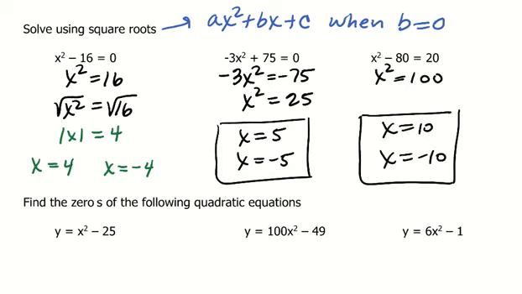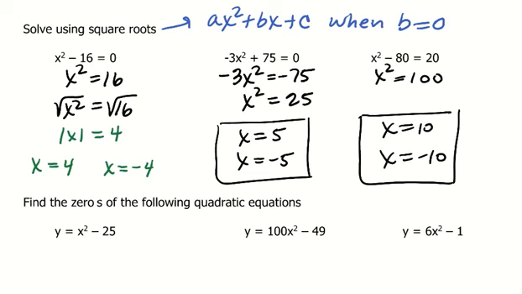Okay, here you go. So in the one in the middle, I subtracted 75 and then divided by negative 3. And then I take the square root of both sides. So when I take the square root of both sides of an equation, I have to remember the plus or minus. And then the one on the right was maybe even a little bit easier.